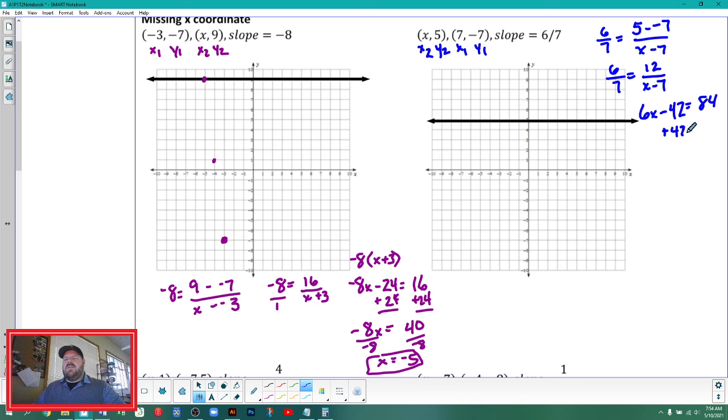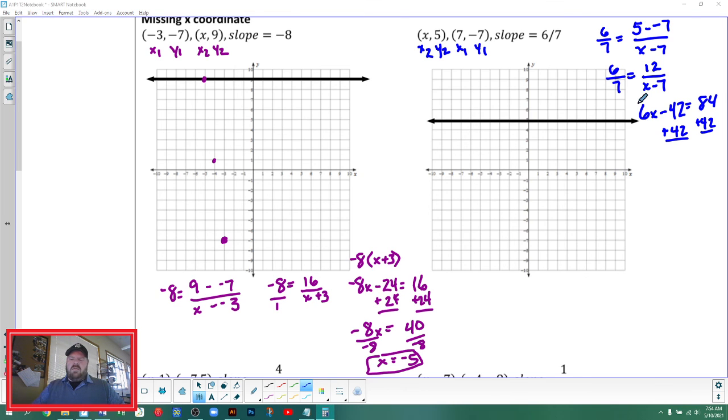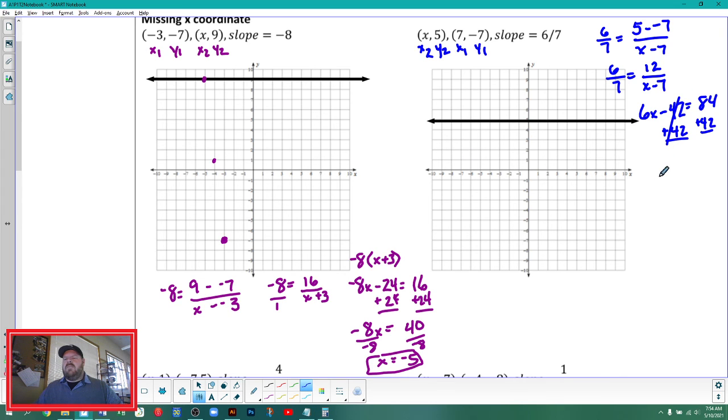And I'll add 42 to both sides. That looks like, I believe, 126. Oh, it does all work out. Okay. Had my doubts for a second. Yeah, that's an easier one, actually. Then when I divide by 6, 120 divided by 6 would be 20, so 126 divided by 6 would be 21.